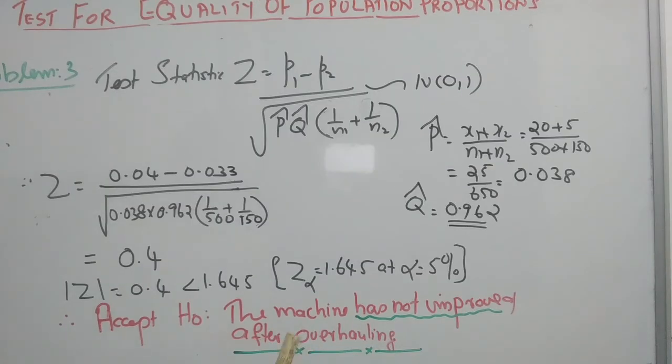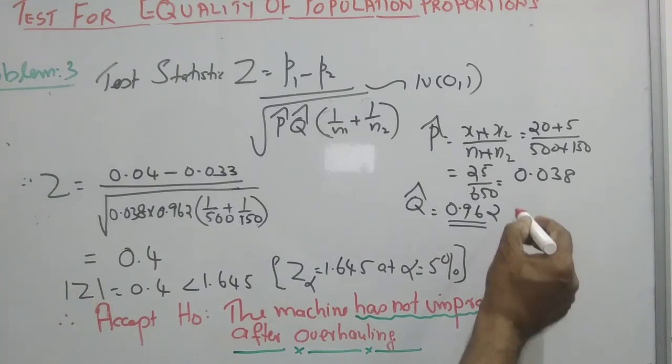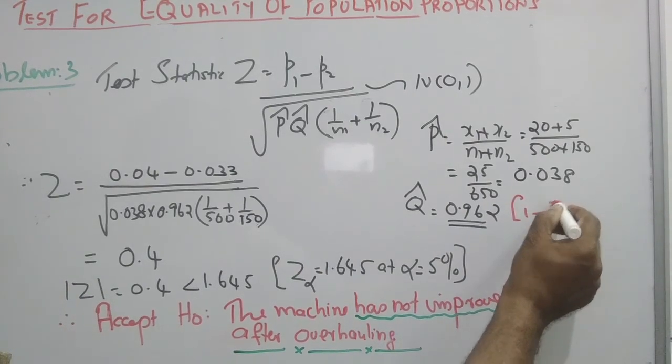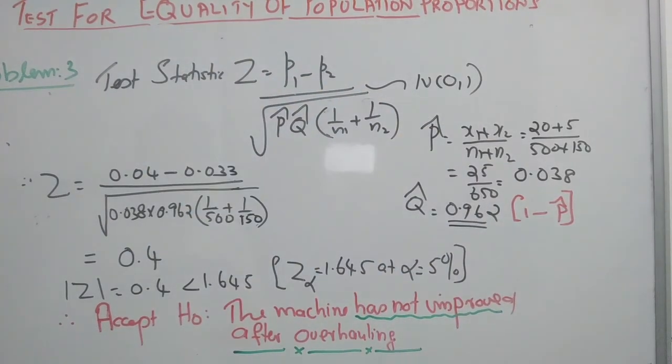Coming to the final stage, the test statistic is Z equal to P1 minus P2 by root of P estimate, Q estimate into 1 by N1 plus 1 by N2. That follows standard normal distribution. Then P estimate is X1 plus X2 by N1 plus N2, 20 plus 5 by 500 plus 150, that is 25 by 650, that is 0.038. Therefore, Q estimate is 1 minus P estimate, that is 0.962.